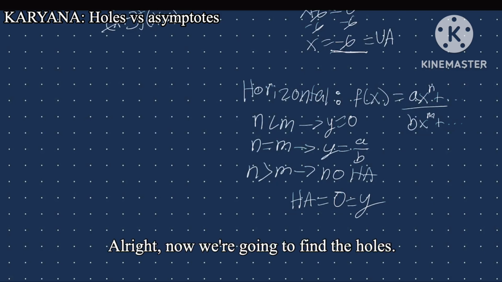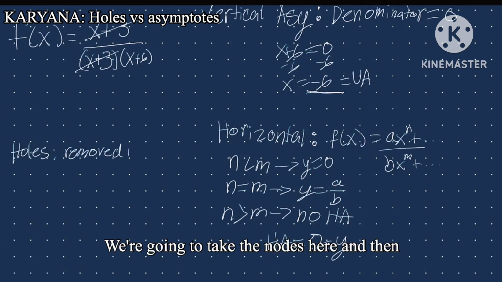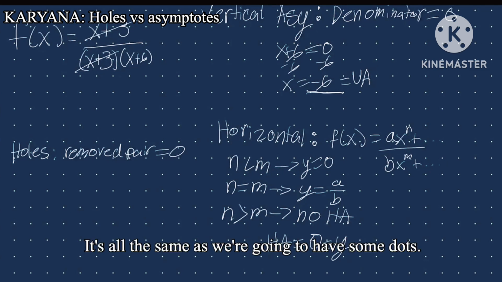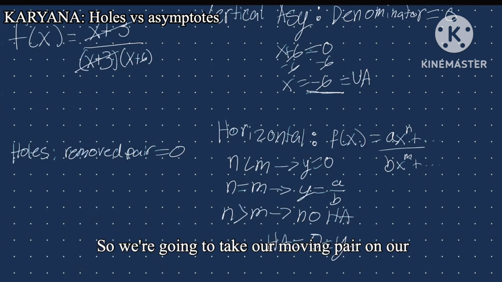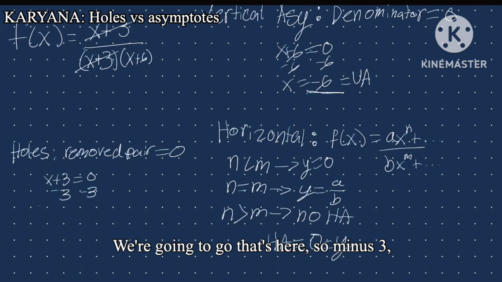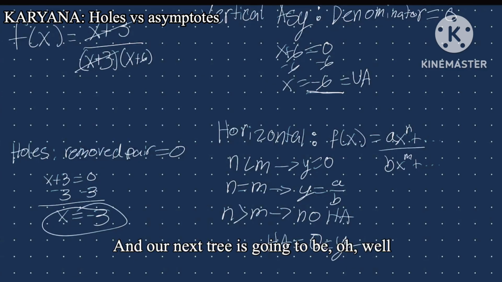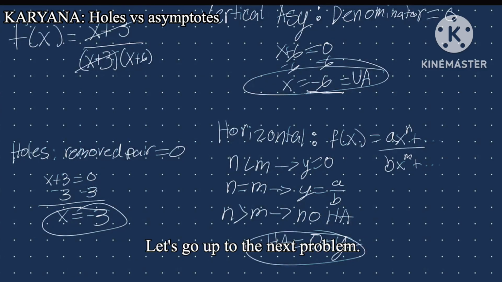All right, now we're going to find the holes, and in order to find the holes, we're going to take the removed pair and then set that equal to 0. It's almost the same as finding vertical asymptotes. So we're going to take our removed pair in our equation, and that's going to be x plus 3. We're going to set that equal to 0, so minus 3 on both sides. We're going to have x equals -3. And then -3 is going to be a hole. And then that's all. Let's go on to the next problem.